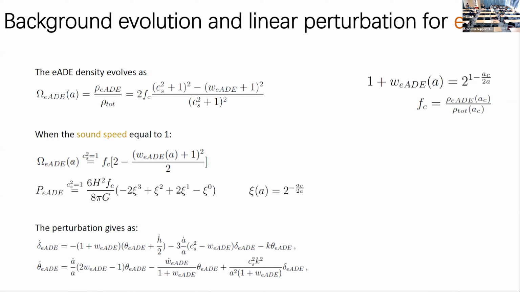This is the pressure of the eADE model. We can see it can have an order of 3 to 1 and 0. And the sigma can be written by this. We also calculated the perturbation for the eADE model.